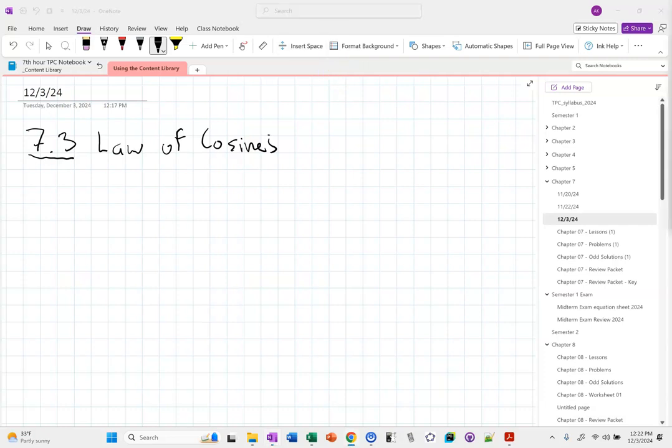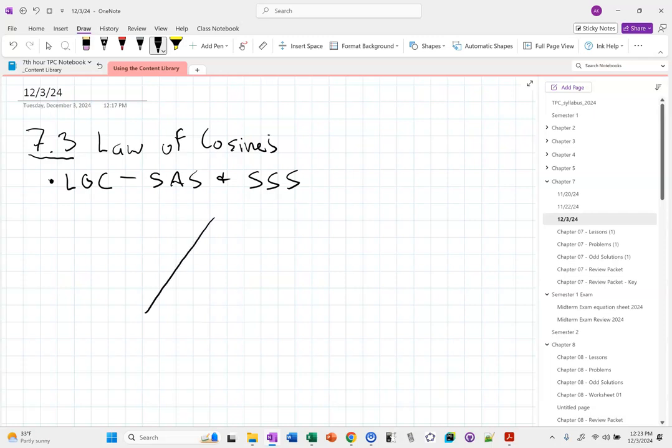So, if you guys remember, what situations do we use the law of cosines? Side angle side. Side angle side and side side side. Those are the two situations for law of cosines.